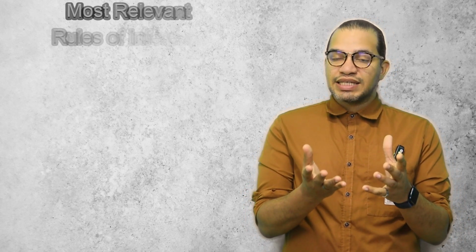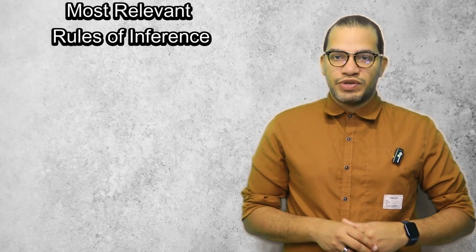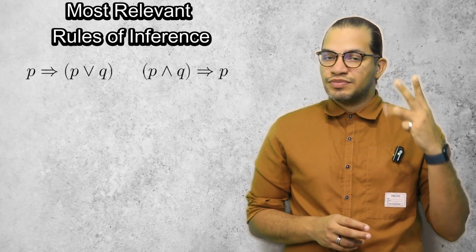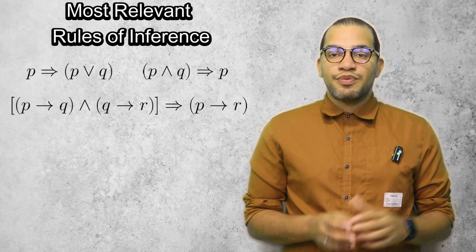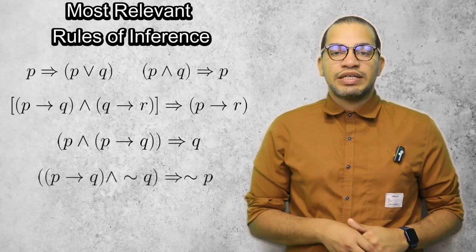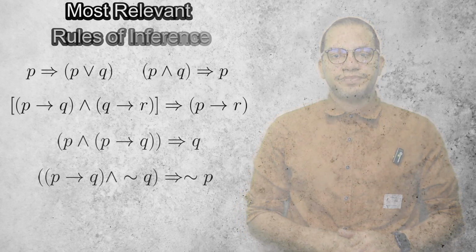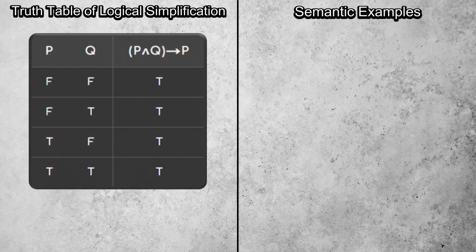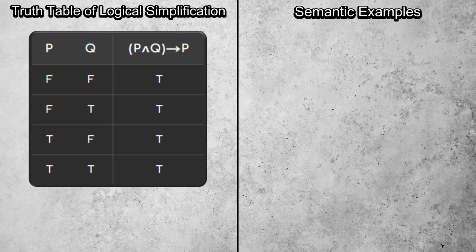In this section, we will explore key logical inference rules that will allow us to determine the truth of a thesis based on some other premises. More precisely, we will explore the following inference rules: logical simplification, logical addition, logical transitivity, modus ponens, modus tollens, and some other ideas. Let us analyze the inference rule called logical simplification, meaning P and Q implies P.